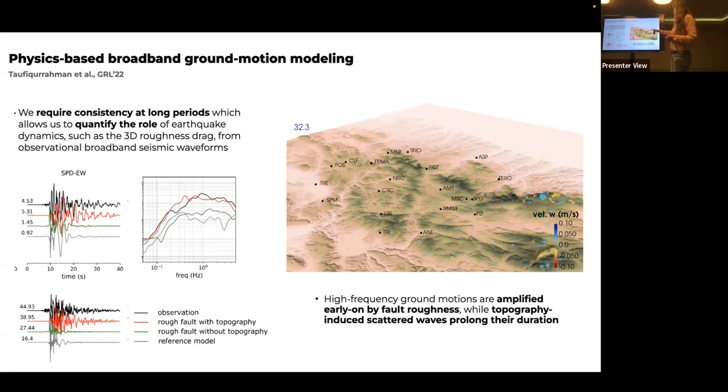We can see that the high frequency ground motions are amplified early on by fault roughness, while topography-induced scattering prolongs the duration of shaking. So here we would see the smooth reference model and, in black, the observations. In green, it's just adding fault roughness without topography. So we see elevation in high frequency radiation, but then we really need topography and fault roughness to get also the long duration of the shaking and match the frequency content of the observation. So we can turn on and off different aspects of physics and see what the effect is on our observables.